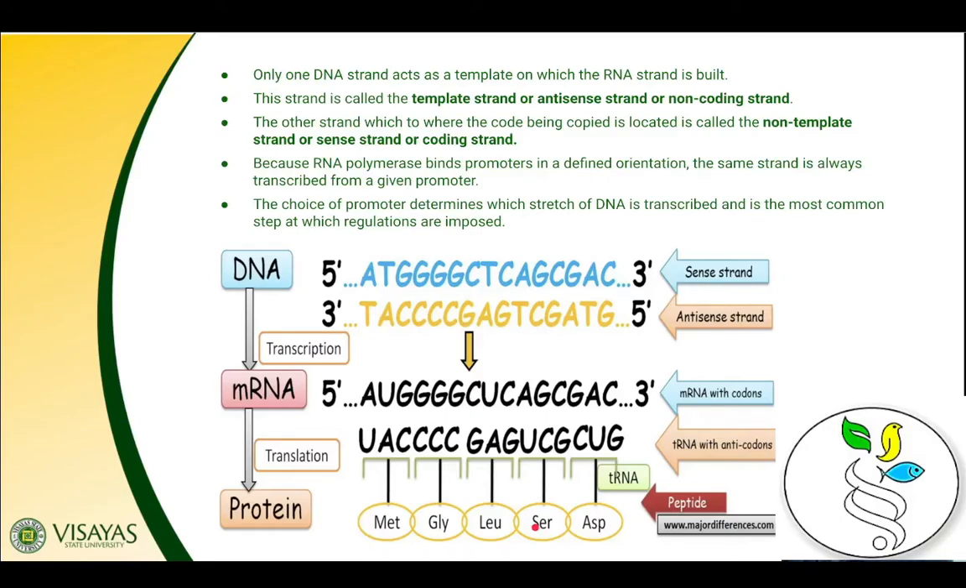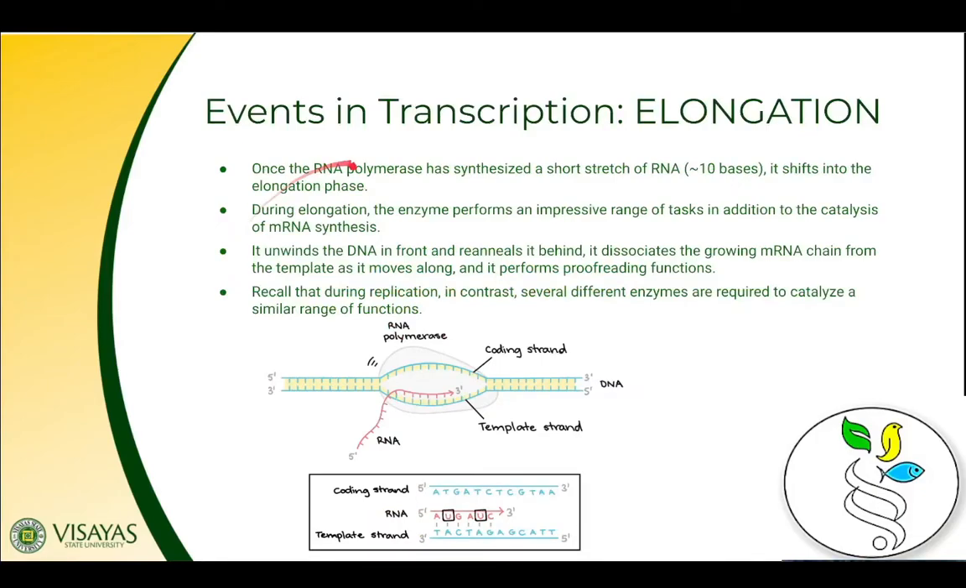Once the RNA polymerase has synthesized a short stretch of RNA, it shifts into the elongation phase. During elongation, the enzyme performs an impressive range of tasks in addition to the catalysis of mRNA synthesis. The RNA polymerase will unwind the DNA that is in front of it and reanneal the one that is behind so that it will not be degraded. It dissociates the growing mRNA chain from the template as it moves along and performs proofreading functions. So it has so many tasks. It is really a multitasking activity for the RNA polymerase.